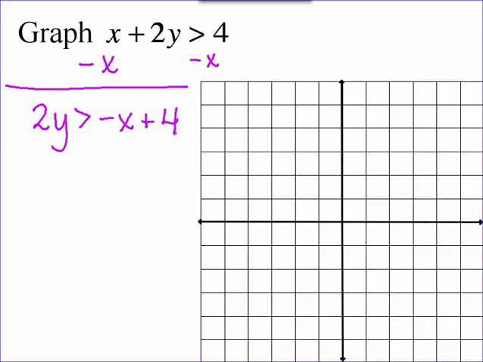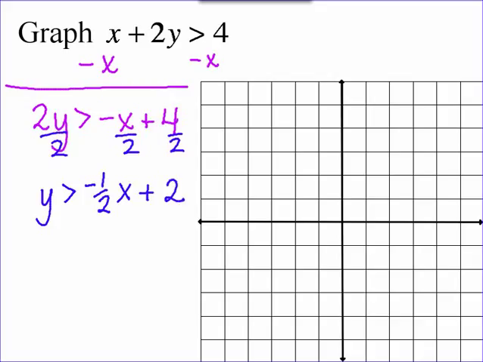Does everybody see what I have done right there? All I did is subtract x. I'm getting the y by itself. What do you need to do now? Divide by 2. Good. Now I'm going to divide everything through by 2. So I get y is greater than negative 1/2 x plus what?